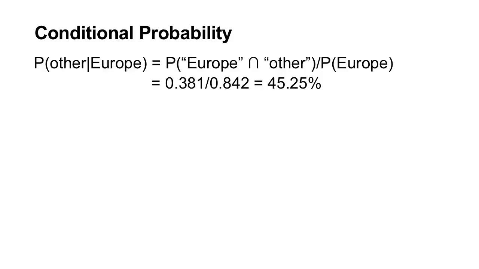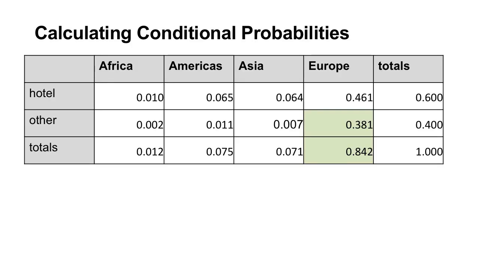We can also go in the other direction, other given Europe. So what is the probability that a European visitor will stay an overnight in other? So now Europe is given. The probability of other given Europe is what we're looking for. And now we take the same intersection probability, but we're dividing by the marginal probability in the bottom row, the totals. So 0.38 divided by 0.842, and that gives me 45%.